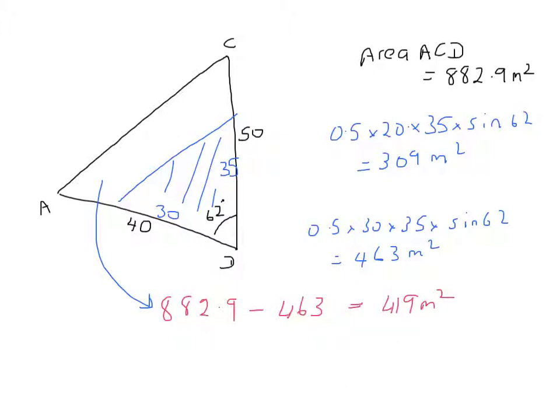And you do the same thing with the other side. You've already worked out the angle in the other large triangle, and you can use the same method to work out each section, what the area is.